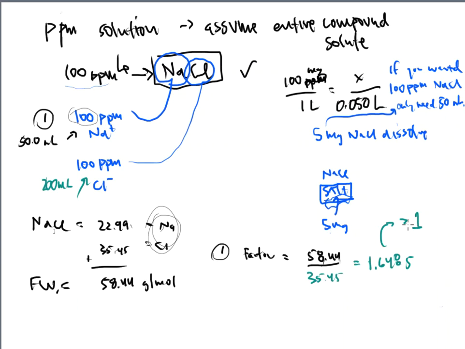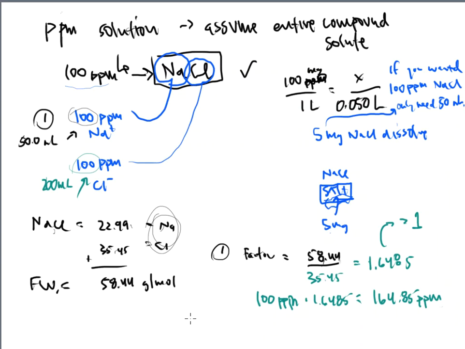Okay? So now I need to make a 100 ppm solution. So I need 100 ppm of chlorine. So I'll bring in my multiplier of 1.6485, multiply those two things together, and in this case, I'll get 164.85 parts per million. So if I want to make this 100 ppm chlorine, I actually need to make 164.85 ppm of salt in order to do that.